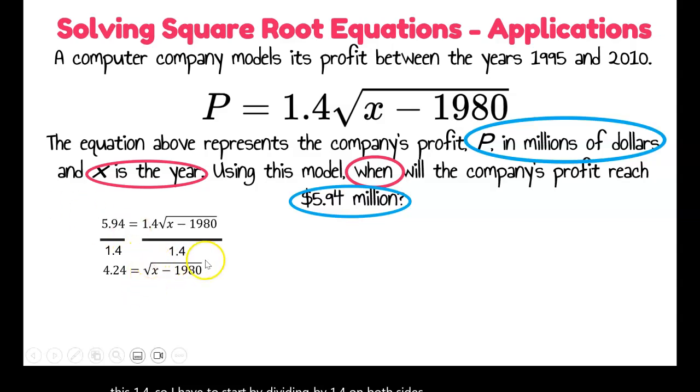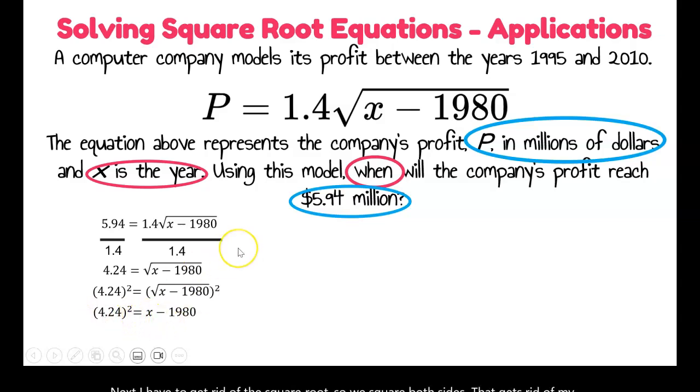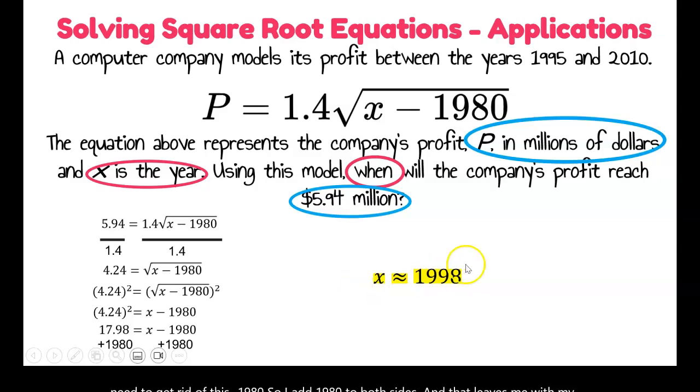Next, I have to get rid of this square root. So we square both sides, that gets rid of my square root. And 4.24 squared is 17.98. Again, I'm rounding. And then to get x finally completely alone, I need to get rid of this minus 1980. So I add 1980 to both sides, and that leaves me with my answer, which I rounded again to the nearest year, but it'll be about the year 1998.